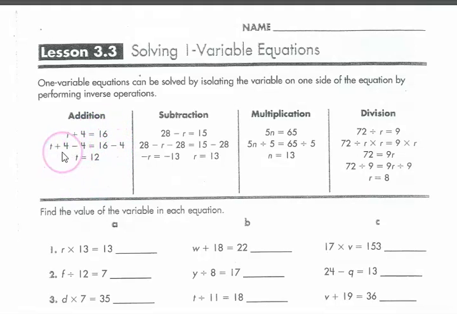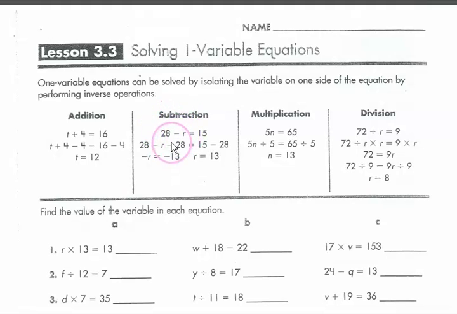Then let's solve for this. So 4 minus 4 is 0, so those 4's cancel out, and 16 minus 4 is 12. So what you have on the left side is t all by itself equals 12. You're all done. Ta-da!